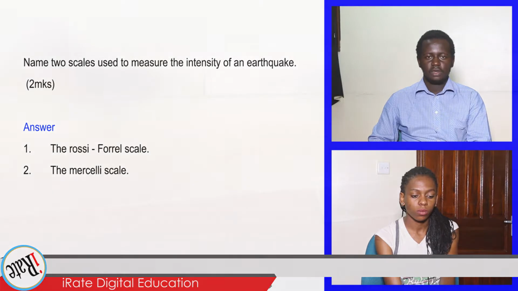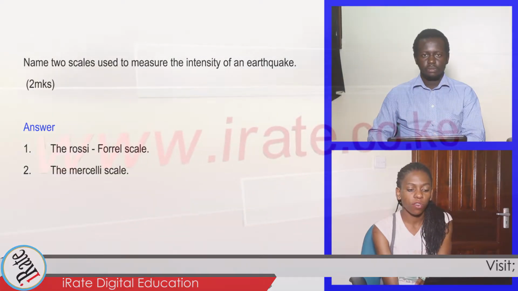Name two scales used to measure the intensity of an earthquake. Number 1, the Rossi-Forel scale. Number 2, the Mercalli scale.